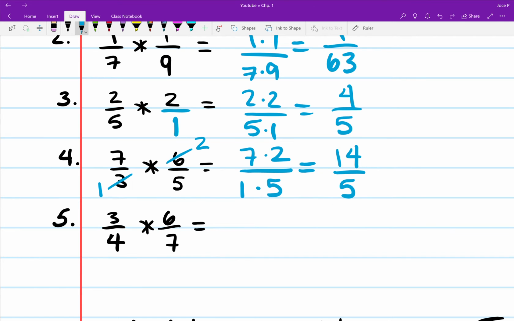Next we have 3/4 times 6/7. The GCF of 4 and 6 is 2. 2 goes into 4 twice, and 2 goes into 6 3 times.